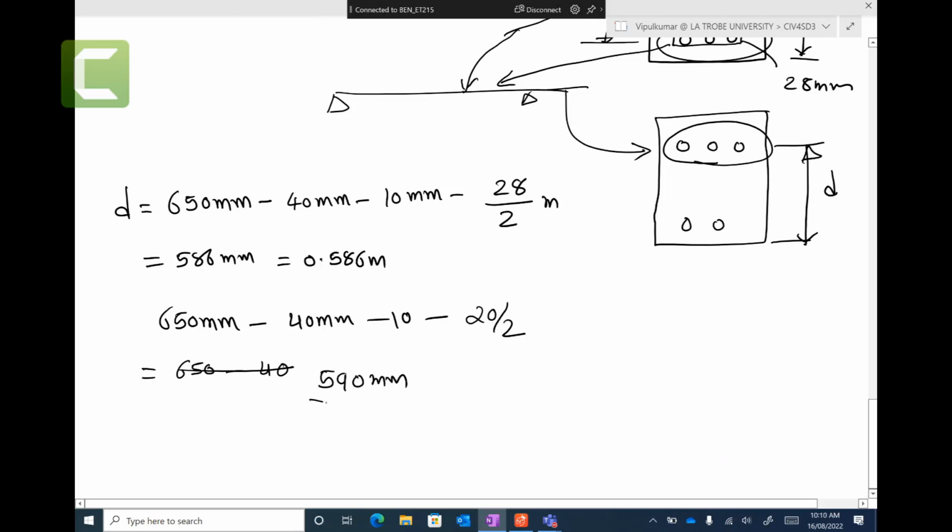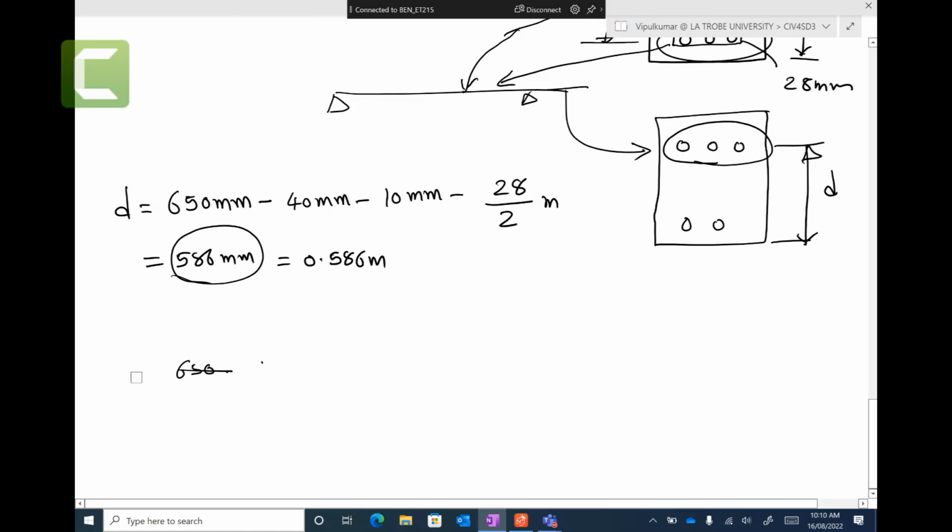It is not going to make a huge difference. You can see 586 and 590. So I just leave it with 586. But of course you can do it for both sides. I think there is not a big difference. If you have a big difference, you can use the conservative one. But here we have almost the same, so 0.586.